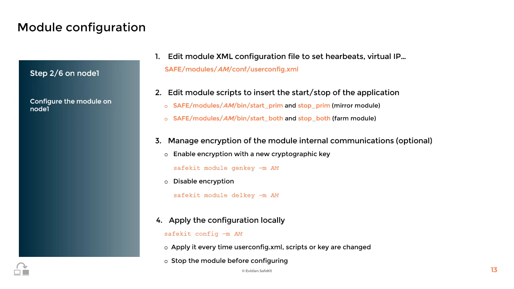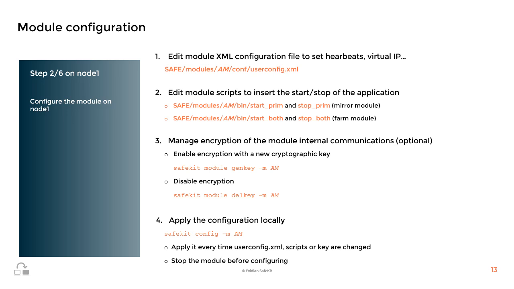Thirdly, manage encryption of the module's internal communications. This is optional, but encrypting communications of a module like heartbeats or replication is better. To enable encryption with a new cryptographic key, use the safekit module genkey command. To disable encryption, use the safekit module delkey command. You need to generate the key only once and not at each configuration. You can also use the genkey command to regenerate new keys.